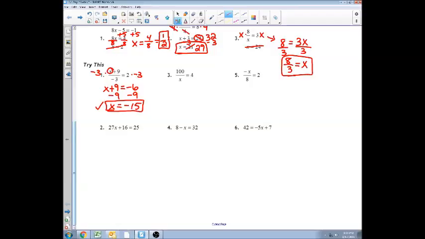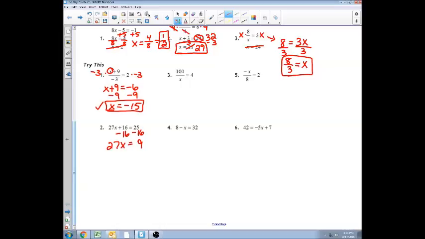I have 27x plus 16. The 27x means multiplication, so that is stronger than my addition. So the first step would be to subtract 16. That would leave me with 27x is equal to, what's 25 minus 16? Well, that is 9. Okay?